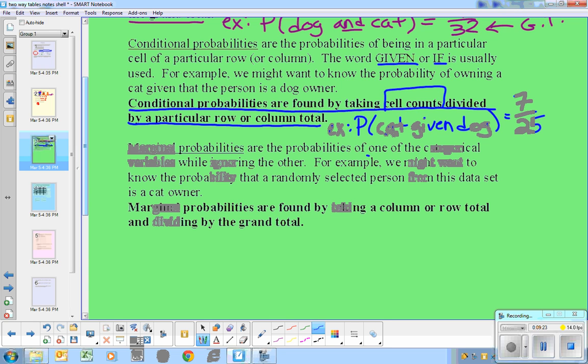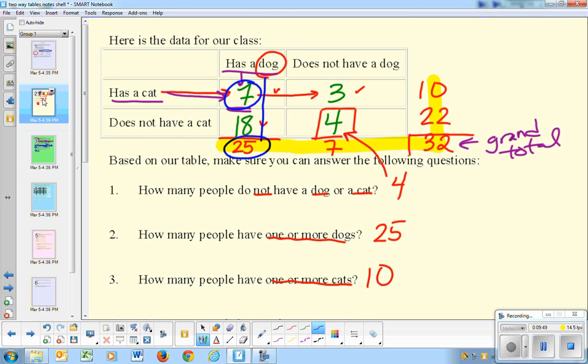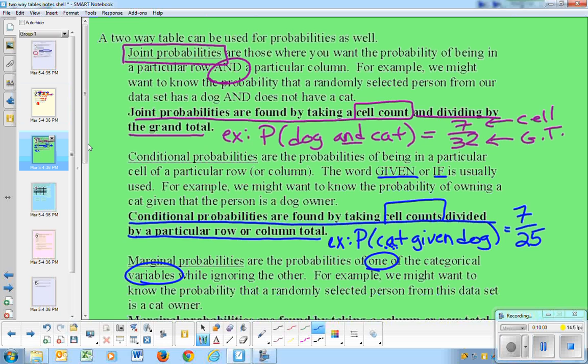So if I have a question like probability of owning a cat, and it doesn't mention dogs. Probability of owning a dog, and it doesn't mention cats. Or probability of not owning a dog, not mentioning cats, right? Any of those would be a marginal probability. So let's try doing a couple of those just to make sure you understand what I'm saying. The probability of owning a cat in our group, well, how many cat owners were there? Hopefully you're reading right across this line and you see there were 10 cat owners. Out of how many people? 32. So our probability of owning a cat in our group was 10 out of 32.